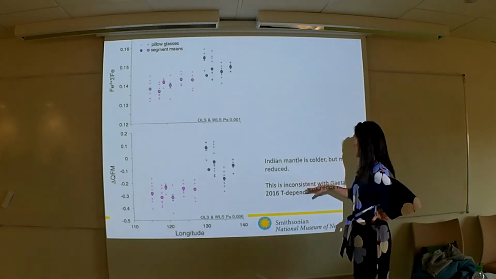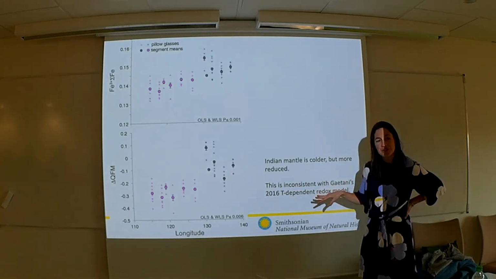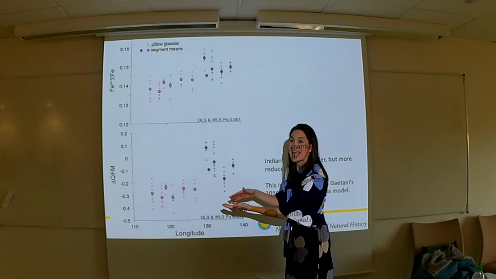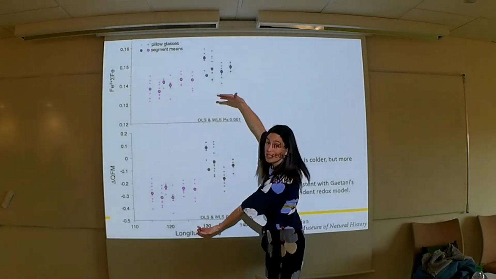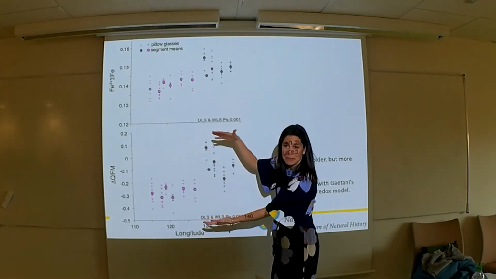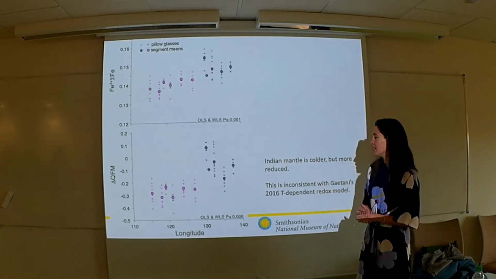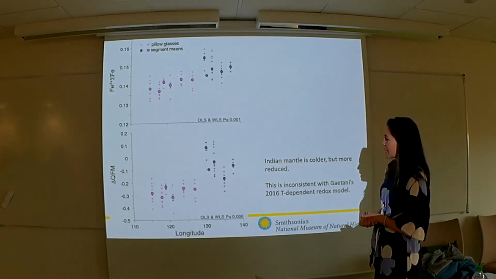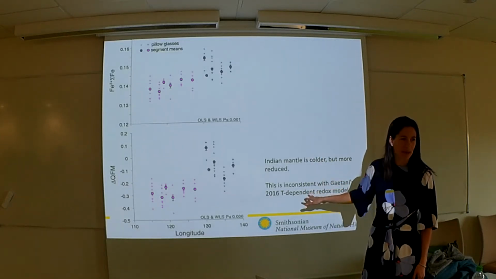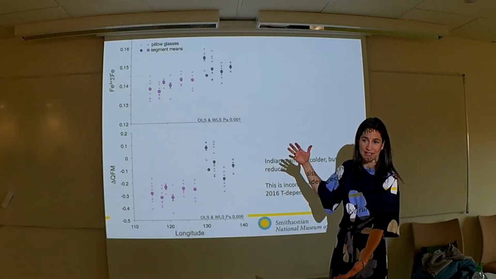So if Glenn's model is correct, that means that the actual difference in redox is actually much bigger. This is like the minimum difference. Or maybe this model is wrong. I don't know which, but it's certainly not consistent with this model. It doesn't explain this offset.